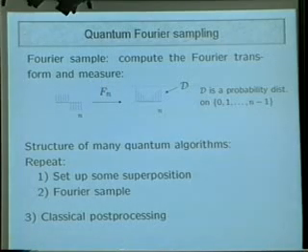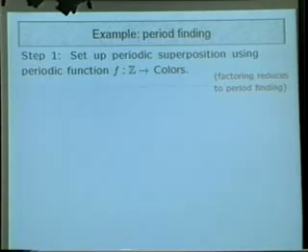And the motivation for this is, the structure of many quantum algorithms is like we just saw, where you repeat this thing where you set up a state, you Fourier sample, you repeat this many times, sampling from a probability distribution, and then you classically reconstruct the result. So here's an example of where things don't work out so nice.